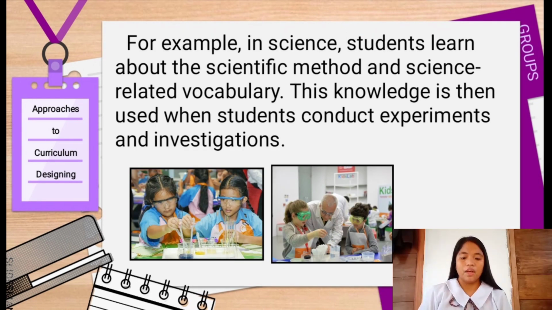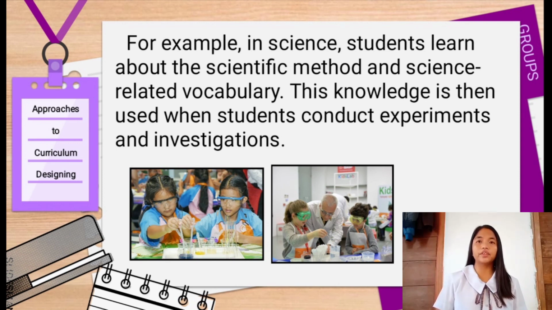For example, in science, students learn about the scientific method and science-related vocabulary. This knowledge is then used when students conduct experiments and investigations. The central objective for any subject-centered approach to curriculum is student mastery of content knowledge. The teacher presents content and skills to students in a logical sequence. This step-by-step approach ensures that students gain all the information and skills needed to master this content area.